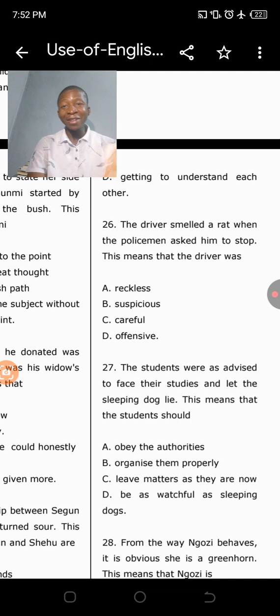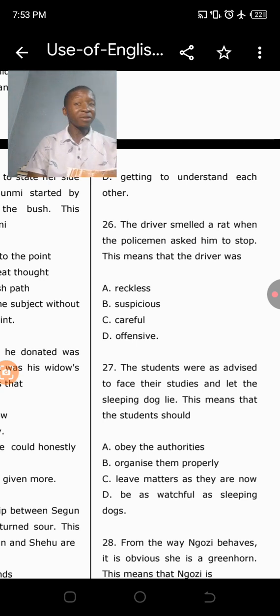Wow, smelled a rat. Now, this means that the driver was A. reckless, B. suspicious, C. careful, D. offensive. So, what does it mean to smell a rat? It definitely means to be suspicious. When I say I smell a rat, it means I am suspicious. I'm suspecting something. So our answer is B, suspicious.